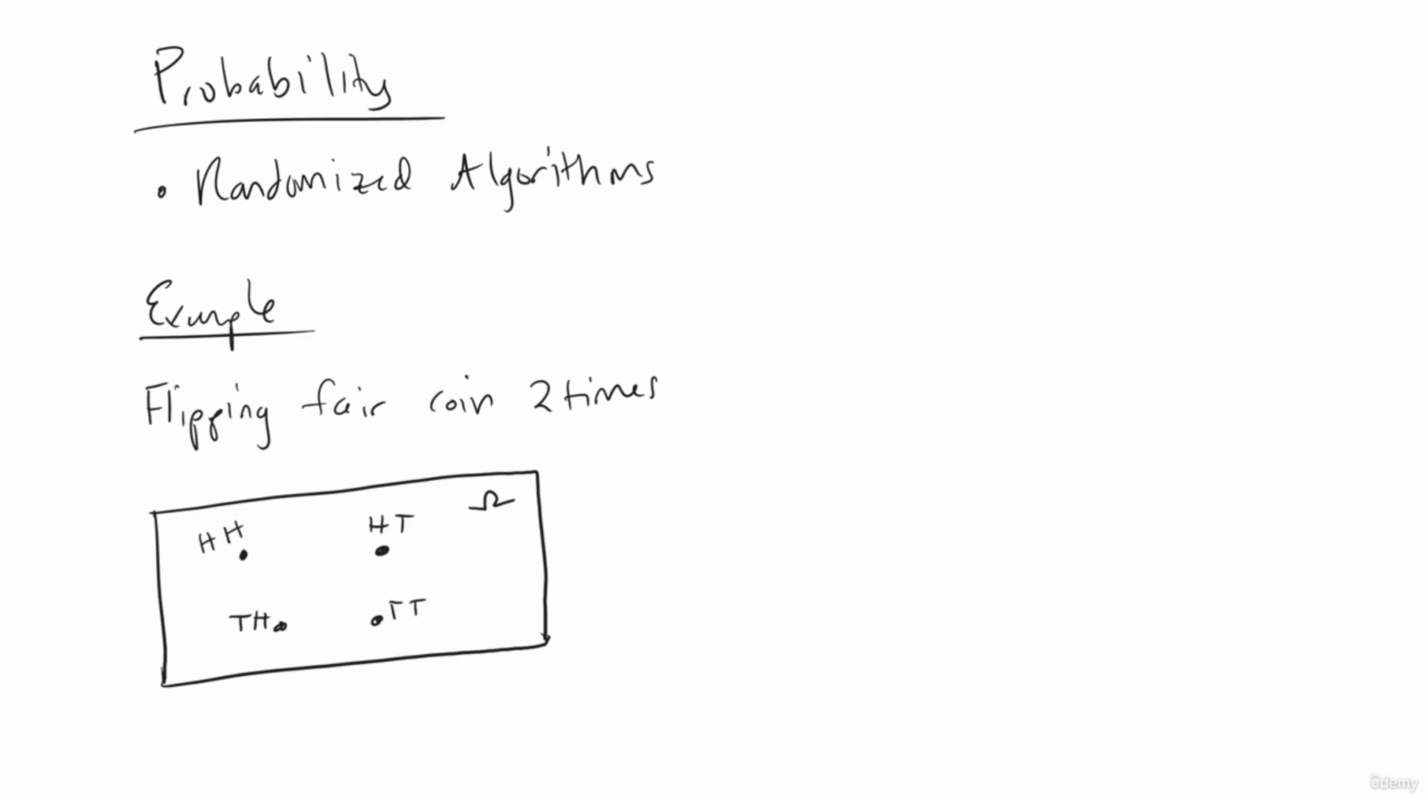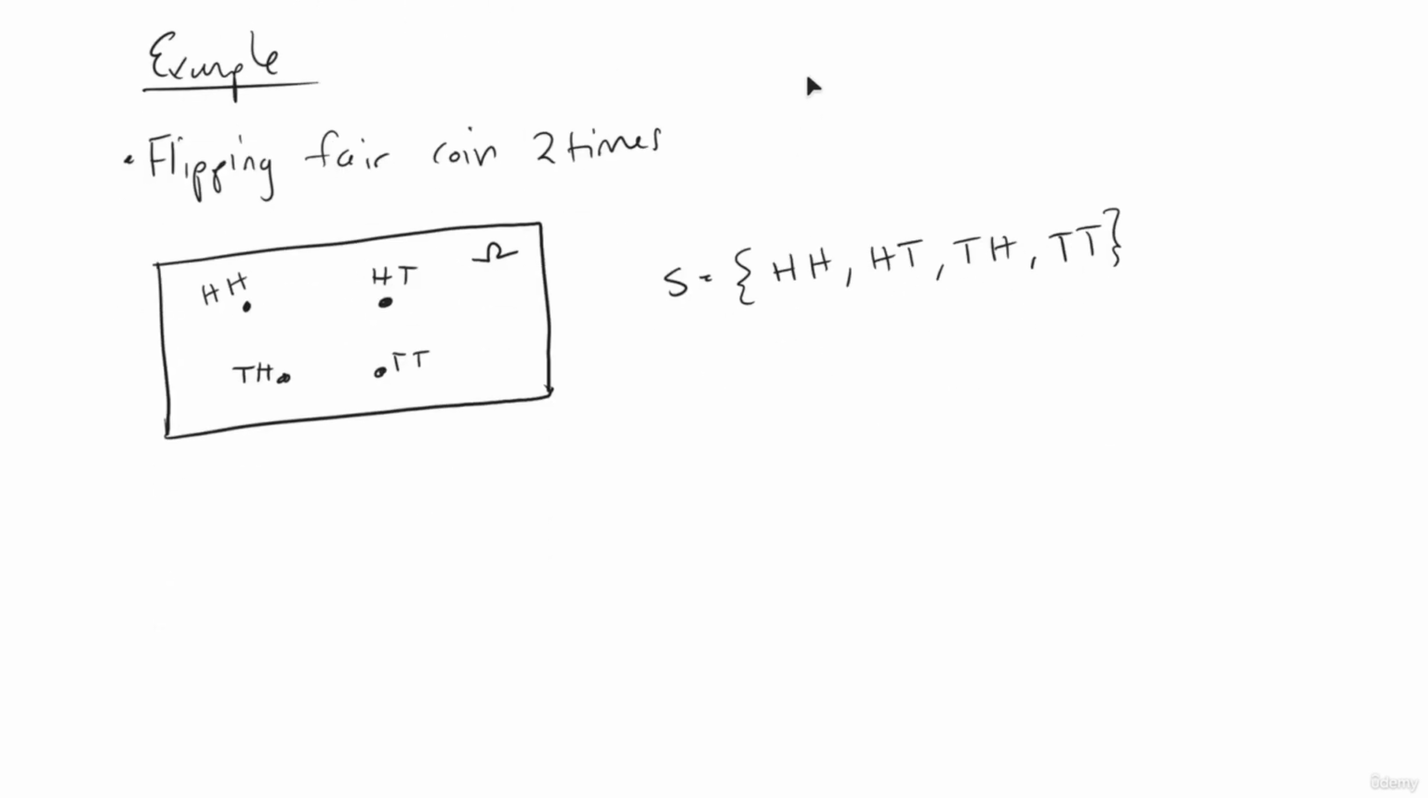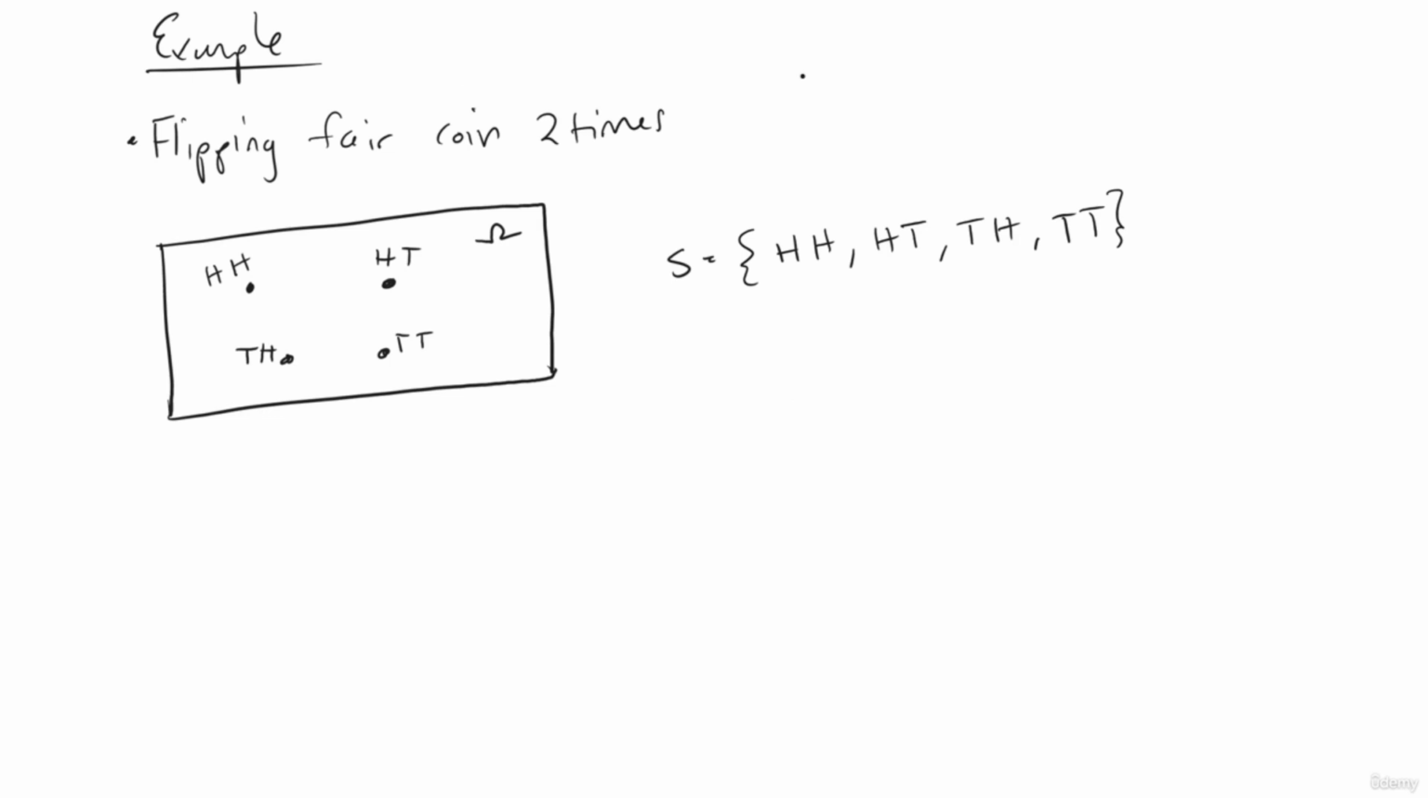You can represent this set of events as a set. You can write it as: heads, heads; heads, tails; tails, heads; and tails, tails. And these are all the possible events that can happen in our experiment of flipping a fair coin 2 times. It's now time to talk about some axioms, right? So let's get some axioms out of the way.